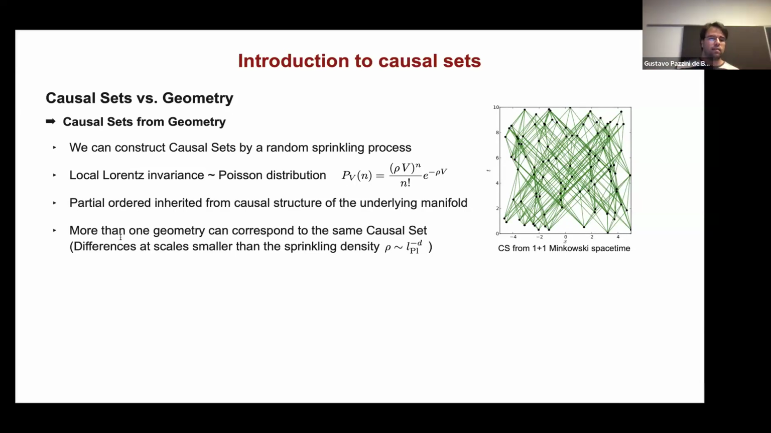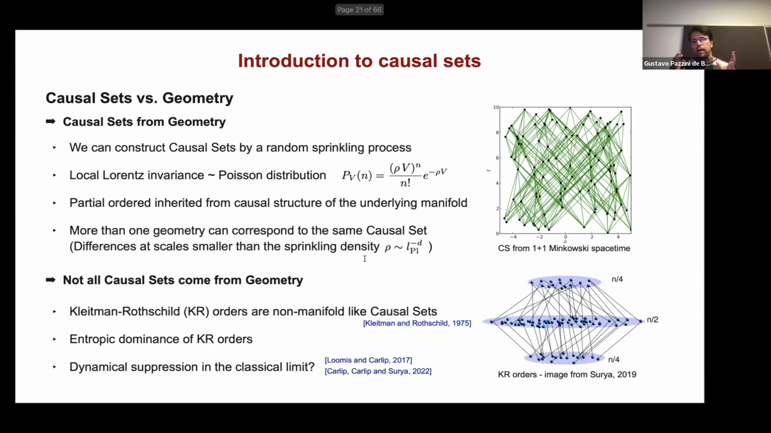And this is because in principle, they can have differences at scales smaller than the sprinkling density. So this process of giving a causal set, reconstructing the geometry, if you think in this reverse way, is not a unique process. You can have different geometries corresponding to the same causal sets as long as they differ at scales smaller than the sprinkling density.